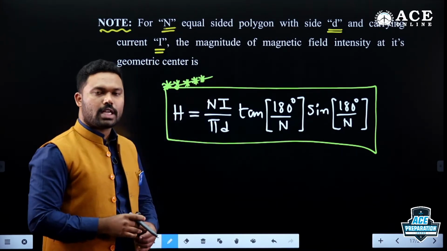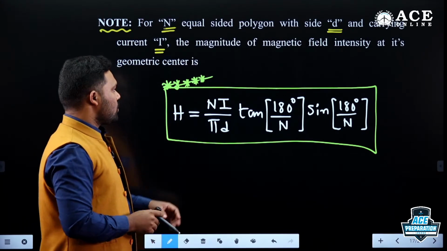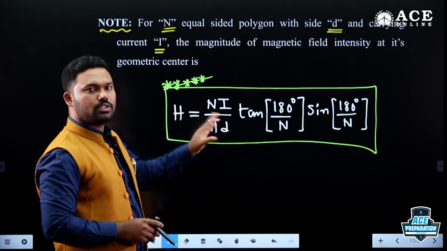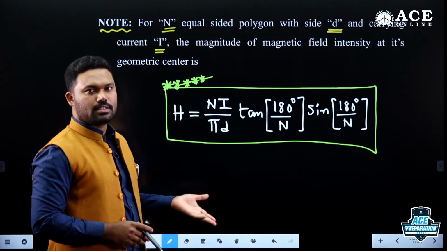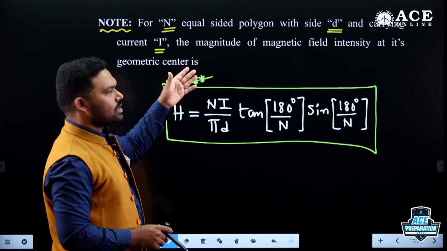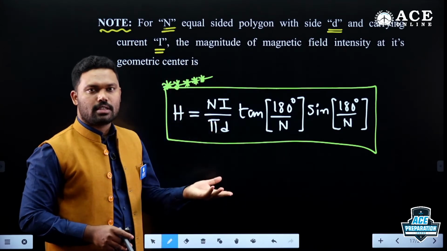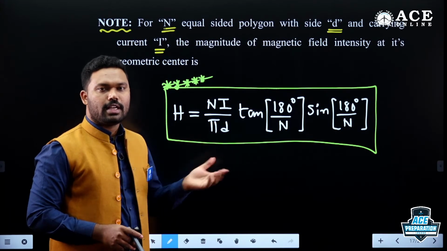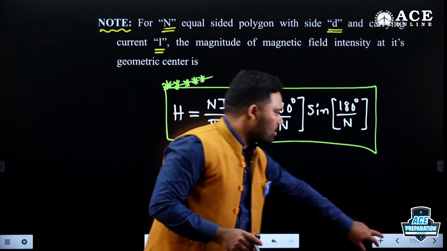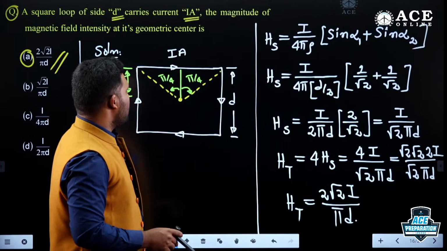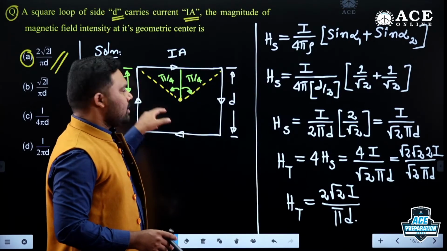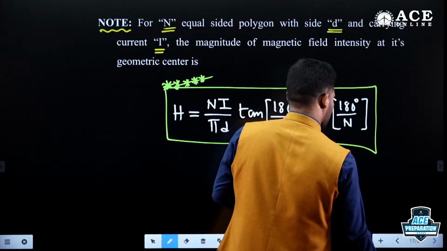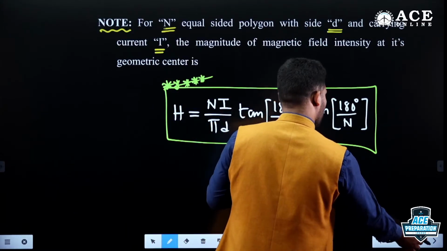This is going to save our time. So for an equilateral triangle, n value is 3. For the square, n value is 4. For the hexagon, n value is 6. A polygon with 4 equal sides is nothing but a square. The polygon with 3 equal sides is an equilateral triangle. So in the previous problem, what we have seen is 4 equal sides. It is a square loop, isn't it? Now let us use this formula again. This formula is going to save our time.